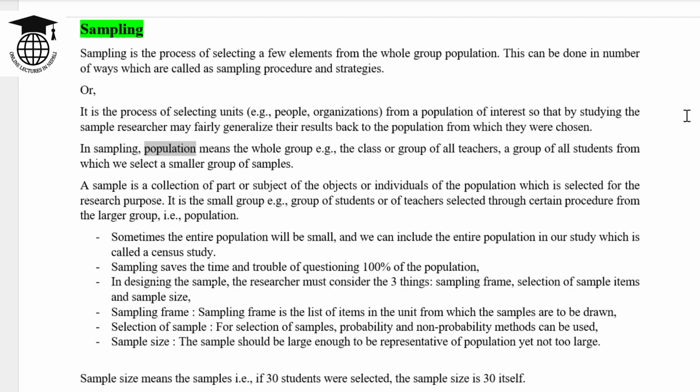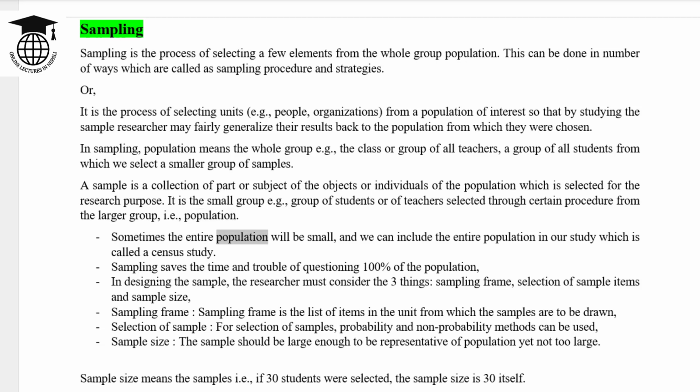In sampling, population means the whole group, for example, the class or group of all teachers, or a group of all students, from which we select a smaller group of samples. A sample is a collection of part or subject of the objects or individuals of the population, which is selected for the research purpose. It is the small group, for example, a group of students or of teachers, selected through a certain procedure from the larger group, i.e., the population.